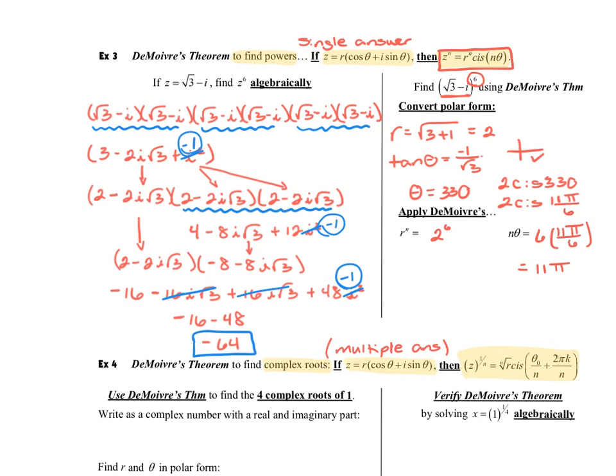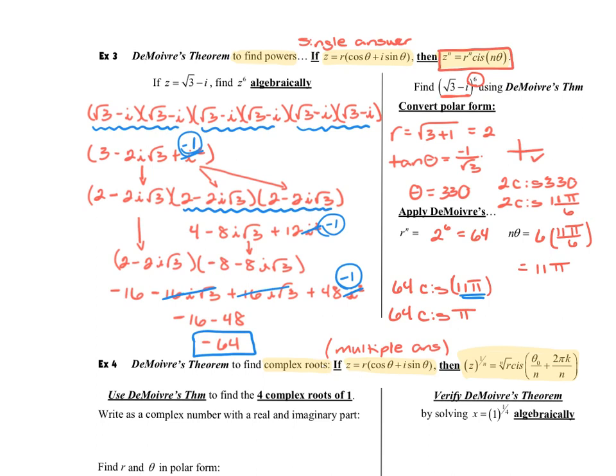So when I put that into the formula, 2 to the 6th is 64. So it becomes 64 cis 11 pi. And then we always want to take out all of our extra rotations and get it down to the smallest positive coterminal angle. So this becomes 64 cis pi.